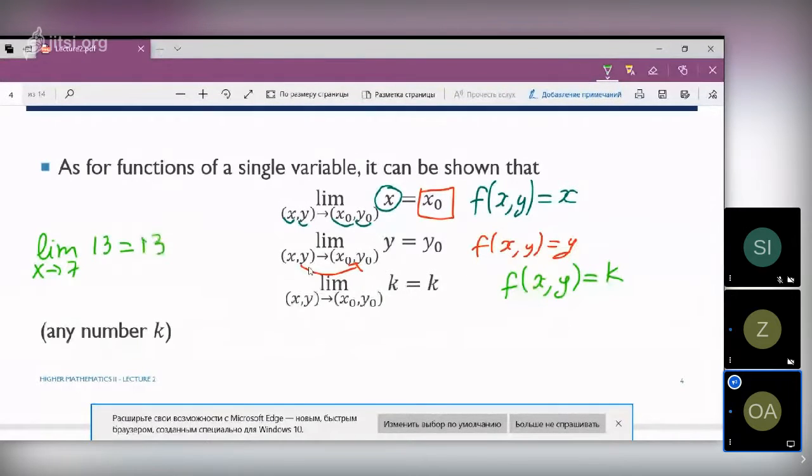Yeah, it's 13. Not 7. Our function is 13, but it says instead of x, put 7. Do we have x here? No, we don't have x here. So the answer will be 13. And this one is also similar.